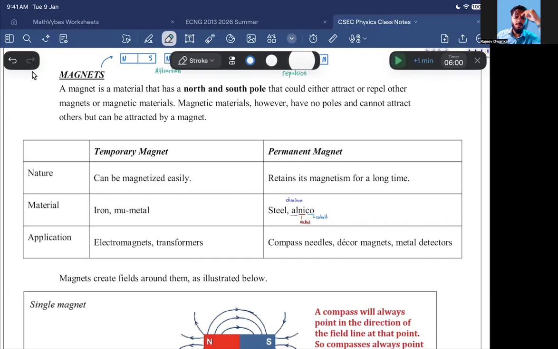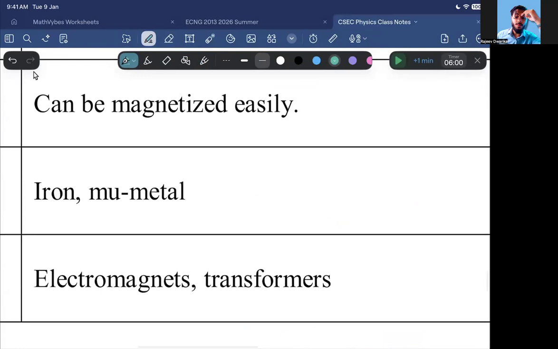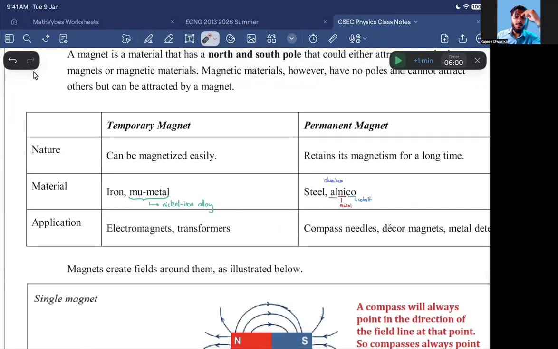Let's look at the materials. So iron and Mu, I don't know what that is. That's a typo. Oh, Mu metal is a special type of nickel iron alloy. So this just means a nickel iron alloy.